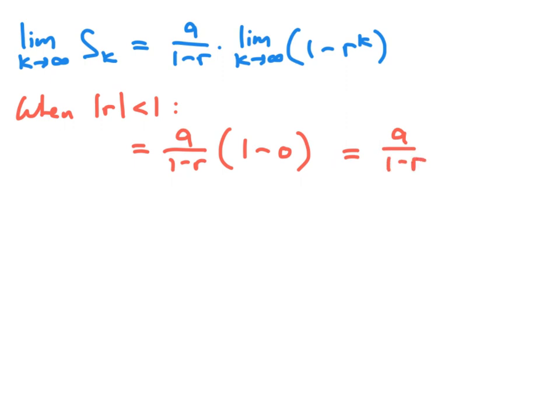And so in this case, we see that our geometric series will converge. And not only will it converge, but we actually know its sum. The sum of our series will be the number a, the initial value, over 1 minus the ratio r.